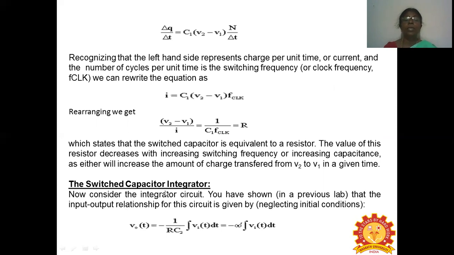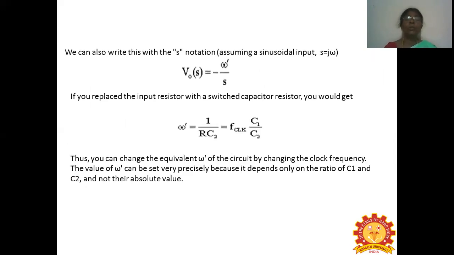Next one, the switched capacitor integrator. So here we consider the switched capacitor integrator. The output voltage of the switched capacitor integrator V naught of t is equal to minus 1 divided by RC2 times the integral of the applied input voltage. The integrator will integrate the applied input voltage V1 of t dt. That is equal to minus omega dash times the integral of V1 of t dt. We can also rewrite this equation by using S notation. So the output voltage is equal to minus omega dash divided by S.